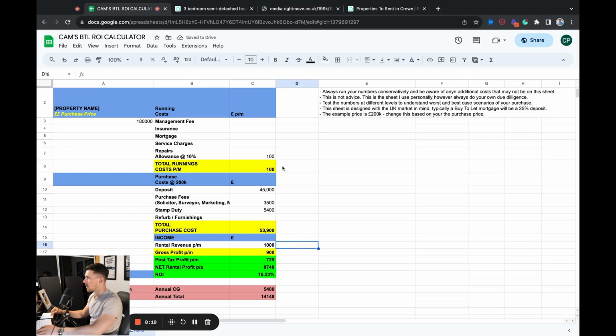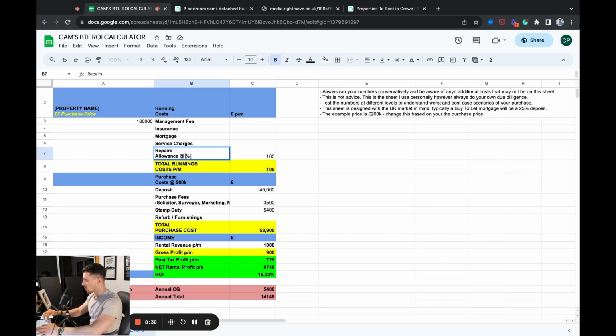So obviously I need to update these numbers because these are all going to be skewed off now, but I can start to plug in some of this as well. So I've got here a repairs allowance at 10%. Now looking at this property that I'm looking at purchasing, it looks in pretty good state of repair. So I think we can afford to put that down to 7.5%.